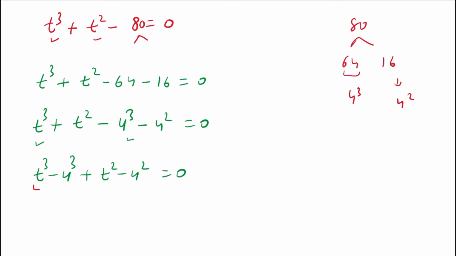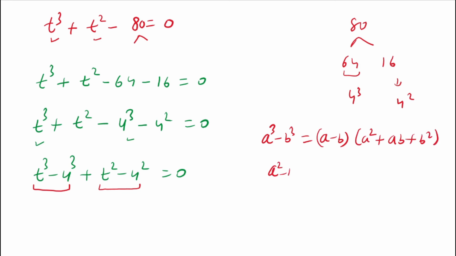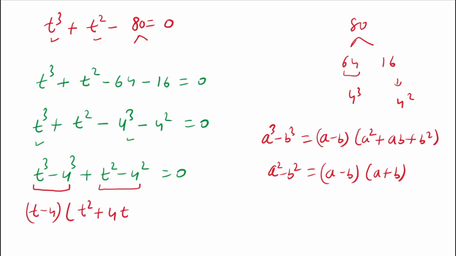Here we will apply the difference of two cubes, and here we will apply the difference of two squares. We know that the difference of two cubes is a^3 - b^3 = (a - b)(a^2 + ab + b^2), and the difference of two squares is a^2 - b^2 = (a - b)(a + b). Now t^3 - 4^3 is (t - 4)(t^2 + 4t + 16), plus t^2 - 4^2 is (t + 4)(t - 4), and this equals 0.